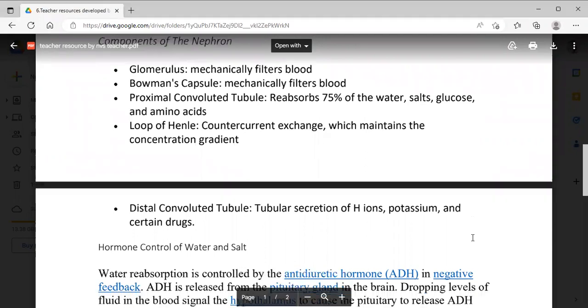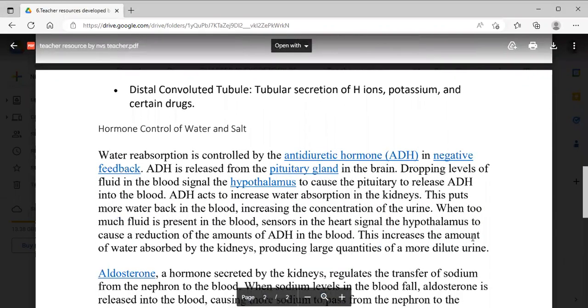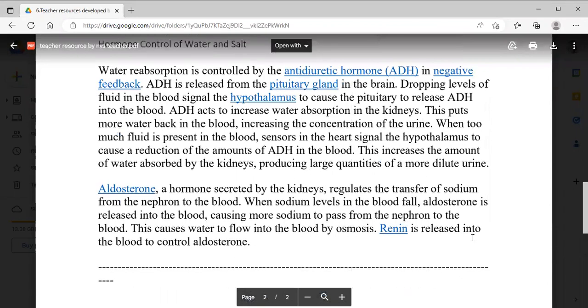Hormonal control of water and the salt. How the action of the control of water and salt is done, that we have to study here. Water reabsorption is controlled by antidiuretic hormone, ADH, in negative feedback. So वाटर रीअब्जॉर्प्शन कंट्रोल करने वाला जो हार्मोन है उसका नाम ADH है. नेगेटिव फीडबैक में ये कंट्रोल करता है.